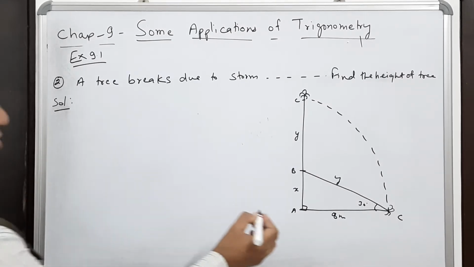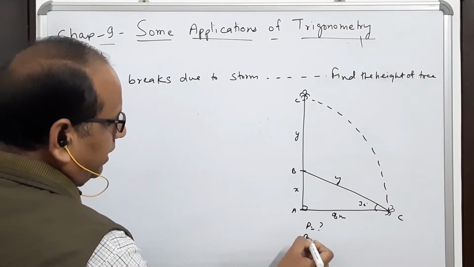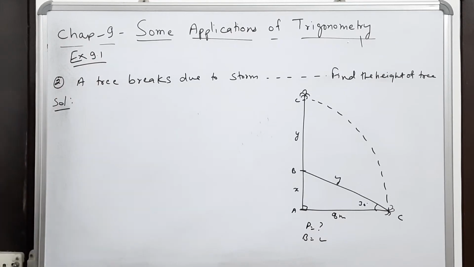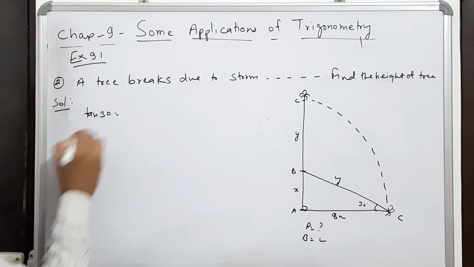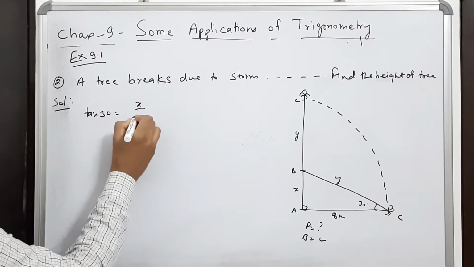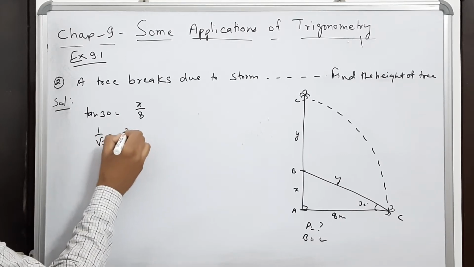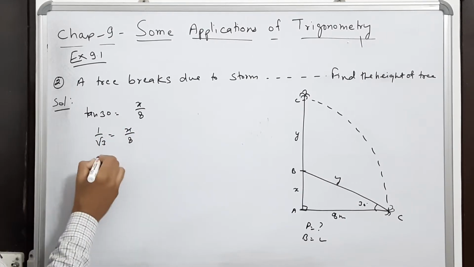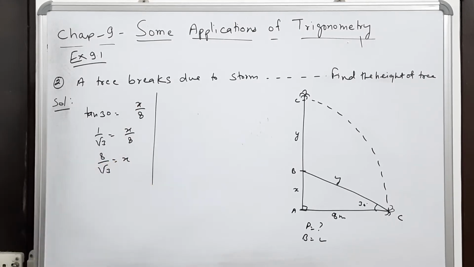Now first, you know, the perpendicular is missing and base is given. So it comes in what? It comes in tan. So the first part is tan 30. Tan 30 will be x upon 8. The value of tan 30 is 1 by root 3. Cross multiply, it is 8 by root 3. So that is the first part.